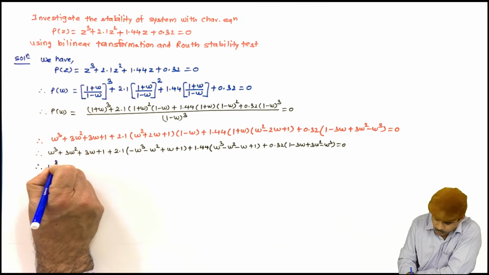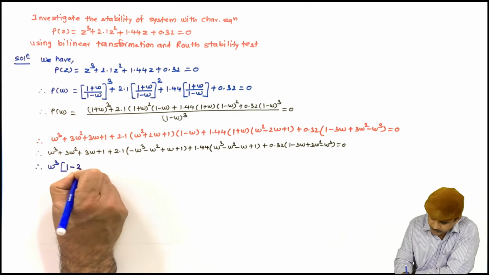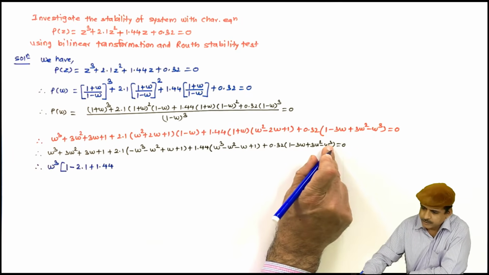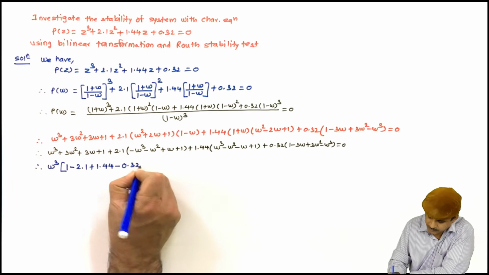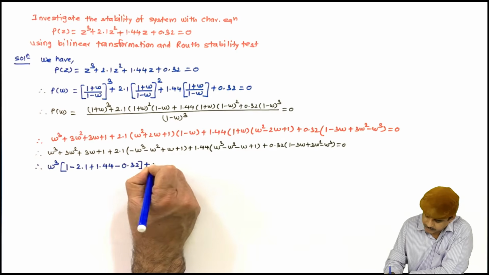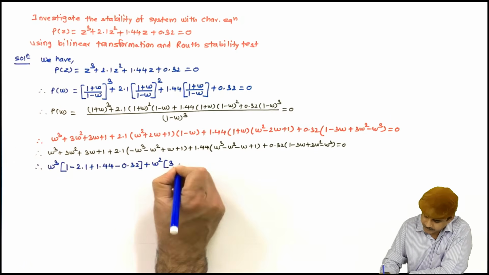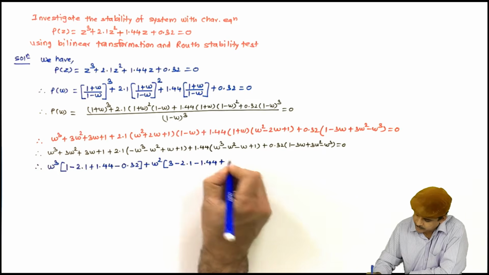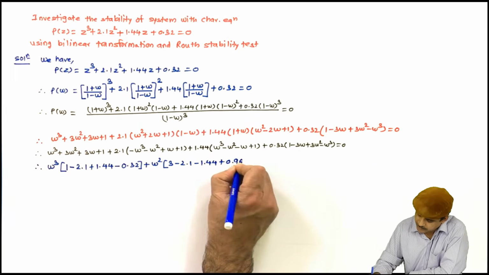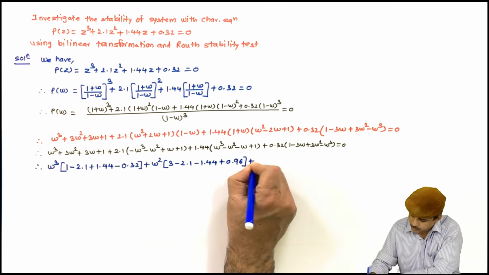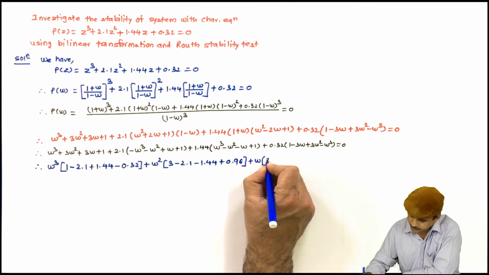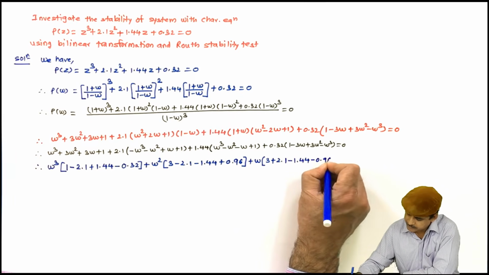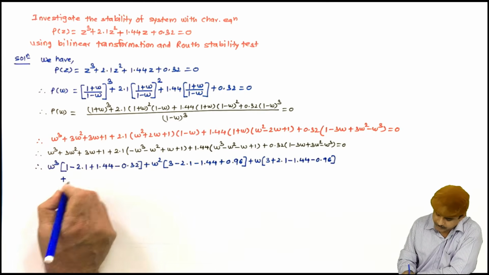So w^3 in the bracket, this is 1 - 2.1 + 1.44, and this will be -0.32, plus w^2 in the bracket, this is 3 - 2.1 - 1.44 and plus 0.32 times 3, so 0.96, plus w in the bracket 3 + 2.1 - 1.44 - 0.96. Now plus constants, I will collect the constants.